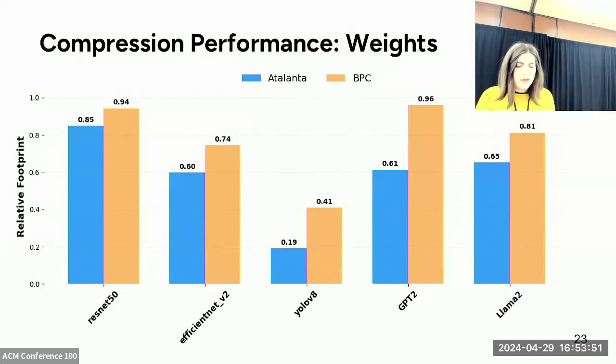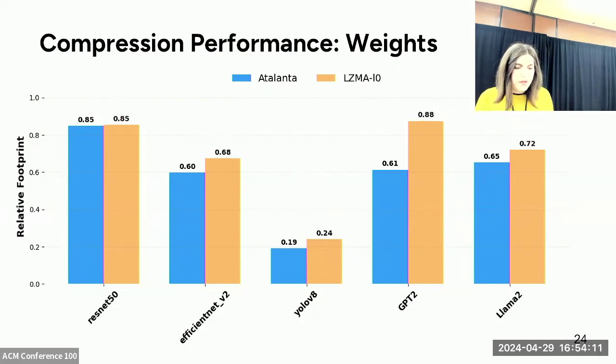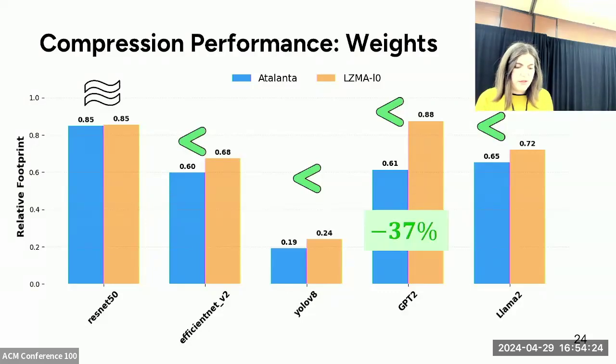Starting with the weight compression, measured by the relative footprint on the y-axis across different models on the x-axis, Atalanta outperforms bit-plane compression for all models, with the highest difference of 35% shown for the GPT-2 model and the lowest difference of 9% shown for the GPT model. When compared to one of the LZMA configurations, Atalanta matches its compression performance for the ResNet-50 model and outperforms it for all other models, with a maximum of 37% memory reduction.